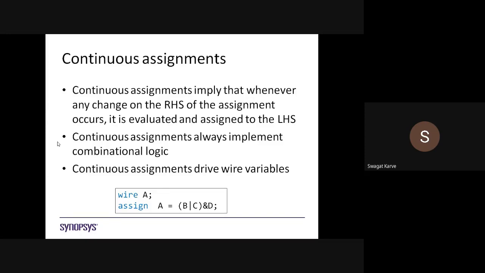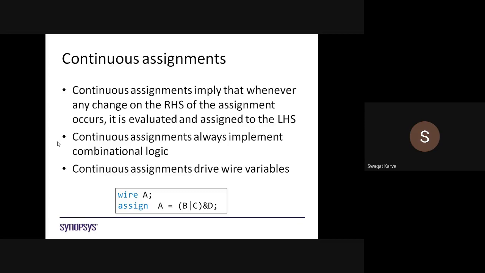Now what do you mean by continuous assignment statements? This continuous assignment statement implies that whenever any change on the RHS of the assignment occurs, it is evaluated and assigned to the LHS, that is the left hand side. That means if there is any modification in the right hand side equation of the assignment, then it will evaluate, that means it will execute that part, and whatever output comes will get assigned to the left hand side statement.